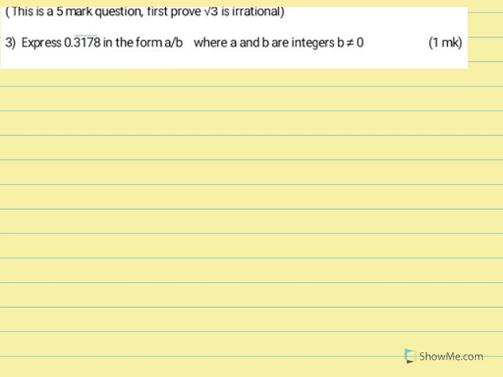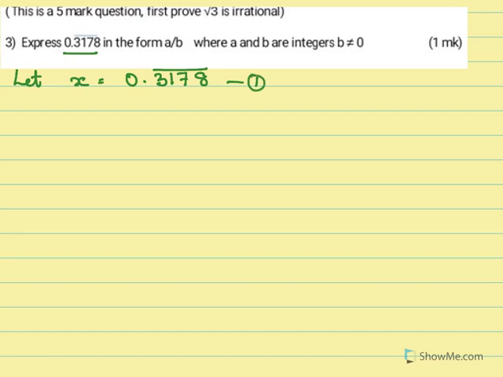Express 0.3178 repeating in the form A over B. This is last year's portion. So we will say let x be equal to 0.3178 bar. So this is equation 1.